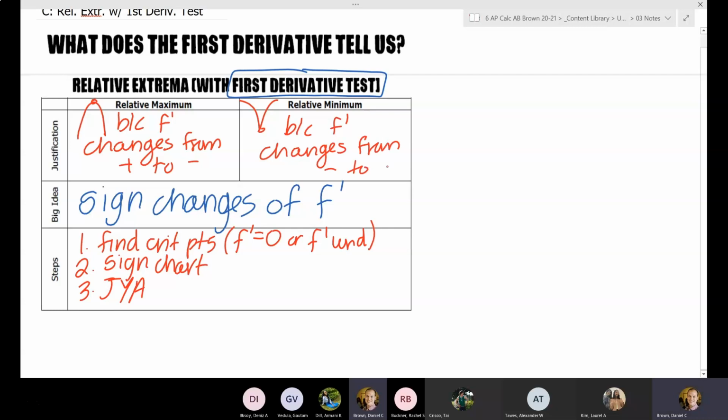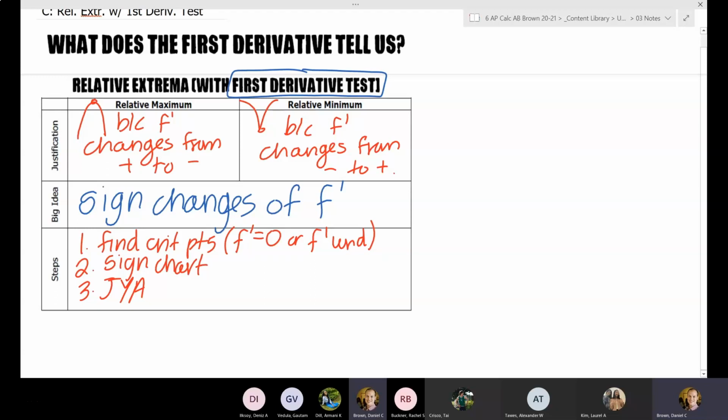from negative to positive. So it's kind of like points of inflection, but for the first derivative, not the second? Yes, it's like points of inflection, but with the first derivative. And you have to pay attention to the way it's changing. So positive to negative, up and then down, maximum. Negative to positive, down and then up would be a minimum.